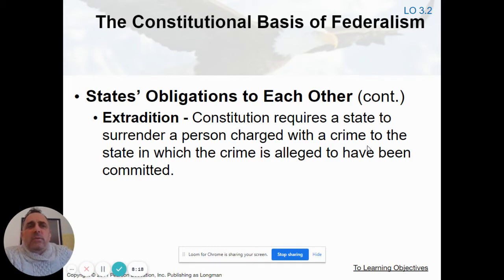Extradition says that if you commit a crime in Illinois and you flee across the border to Wisconsin, it's not like you get off scot-free. The police in Wisconsin will arrest you, and then we will extradite you. We will send you back to the state of Illinois where you committed the crime to be charged with that crime.